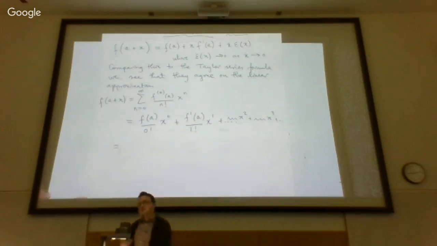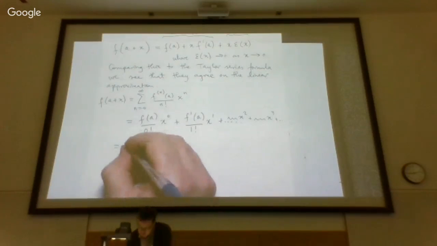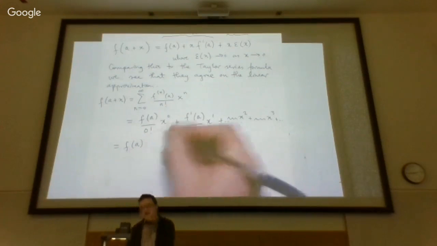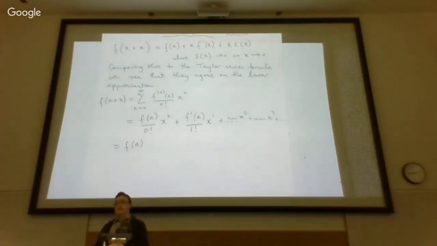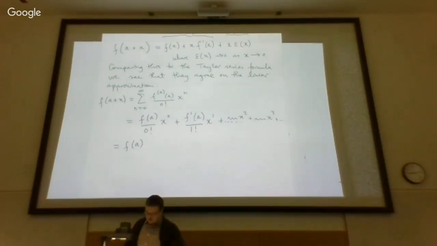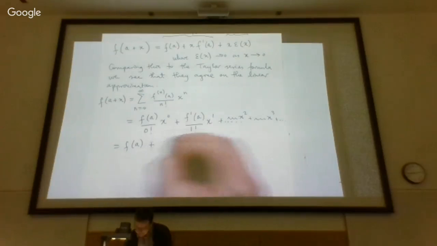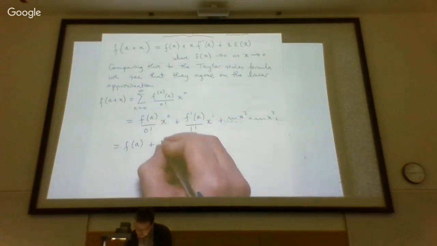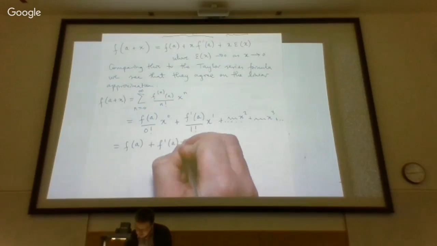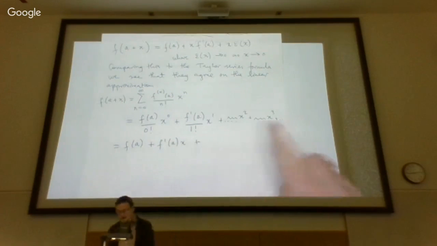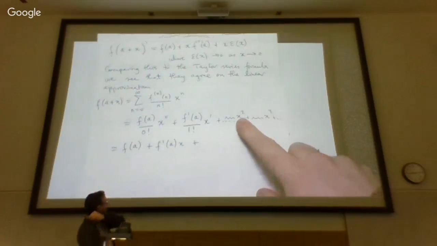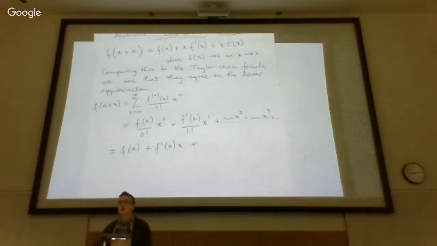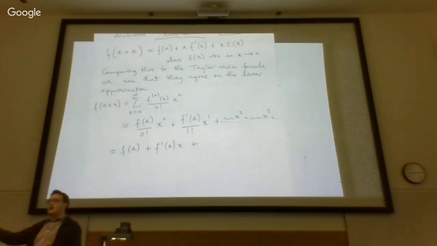Well, 0 factorial, kind of like an empty product, by convention has the value 1. And x to the power 0 would have the value 1 as well. Anything to the power 0 is 1. 1 factorial is 1 also. x to the power 1 is just x. And then everything else is either x squared, x cubed, x to the power 4, and so on. They're all those higher powers of x.